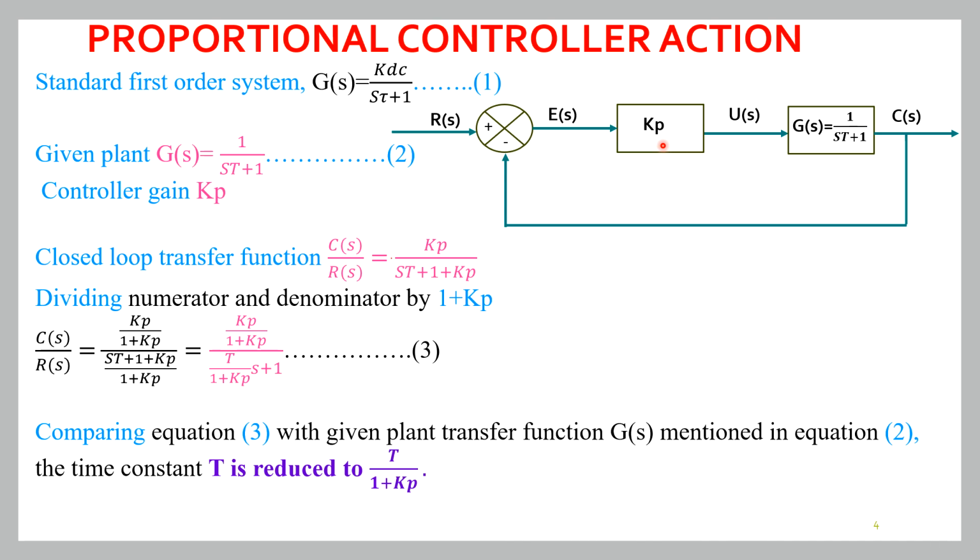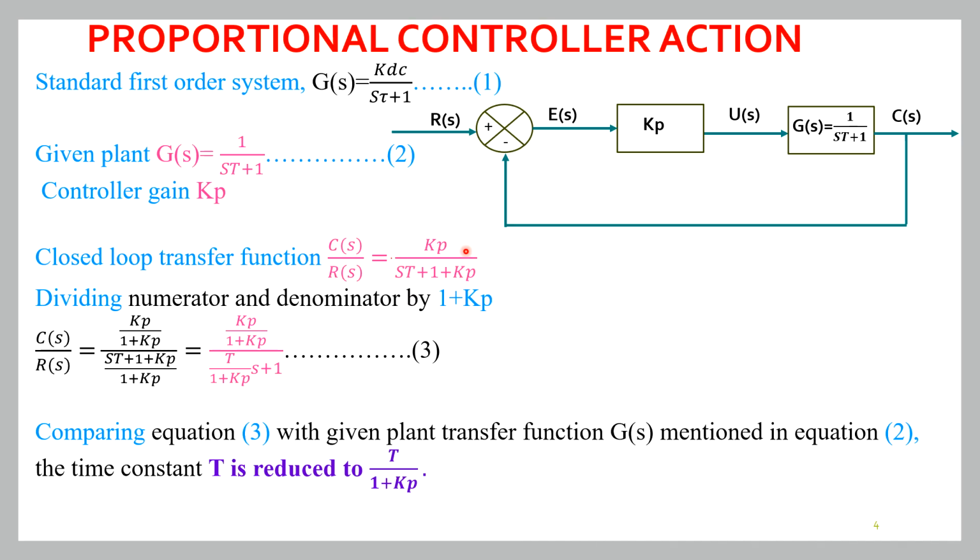What is my feed forward path? The feed forward path transfer function is Kp multiplied by 1 divided by s tau plus 1, as these two blocks are in the cascade connection. And also the next step is I'm going to write C of s by R of s. So C of s by R of s, it is a negative feedback system. So the form is G of s divided by 1 plus G of s H of s, which gives Kp divided by s tau plus 1 plus Kp.